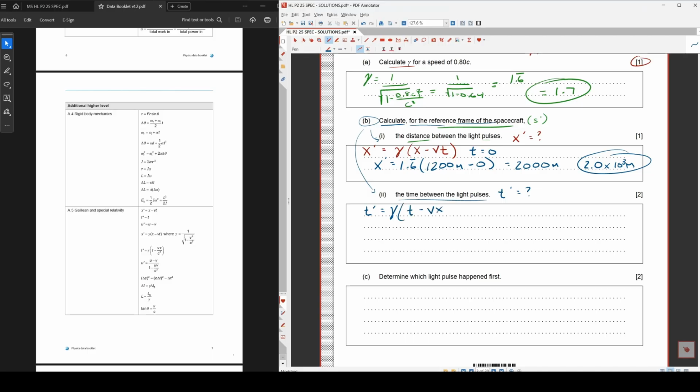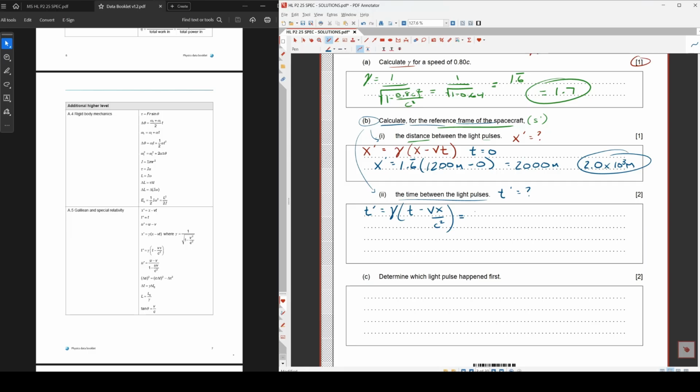t prime = γ(t − vx/c²). Not much harder, I don't think, because I already know t is 0. That's still the time from the person on the ship. I don't know x, and I know v. So I really know all this stuff. This one's just 2 marks because you have to do a little extra math because of the speed of light.